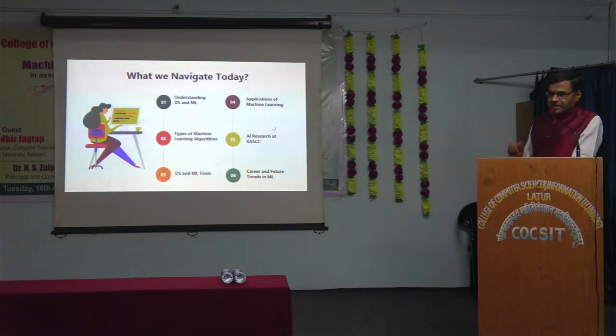Then types of machine learning algorithms. Then I will go to the tools which are used for data science and machine learning. Later on, some applications. Then what research we did in AI in Karnataka Arts and Commerce College. Later on, the career in data science and AI. So this is a brief layout or outline of my talk.